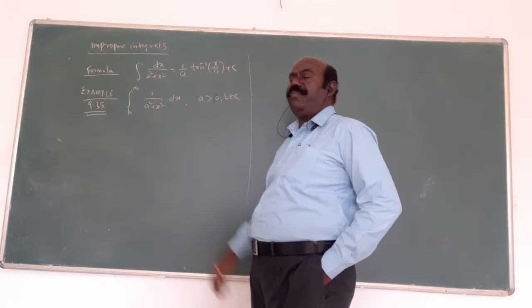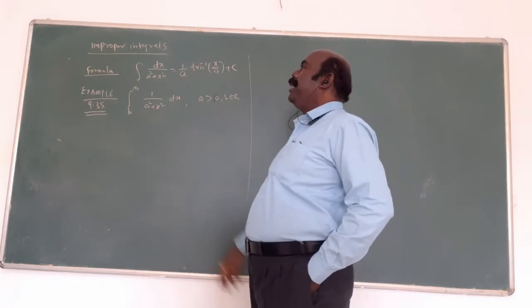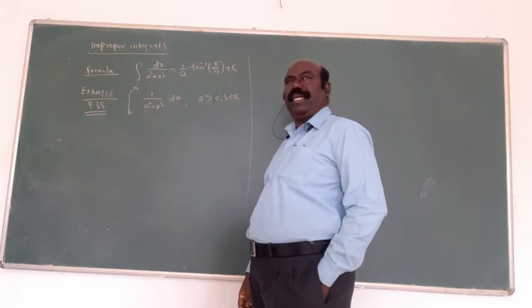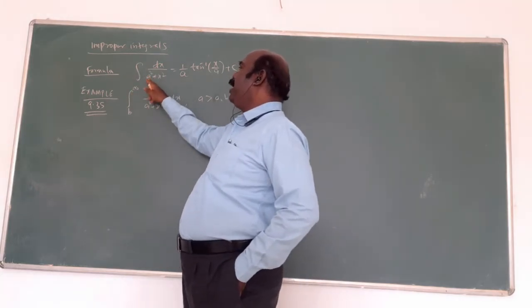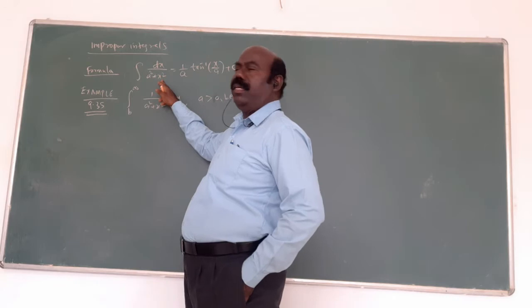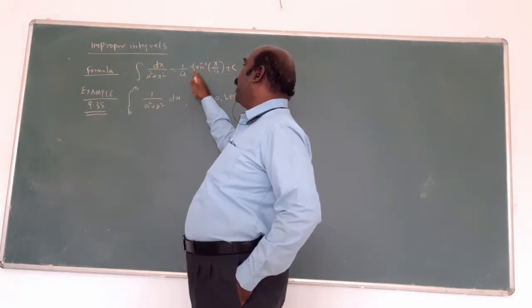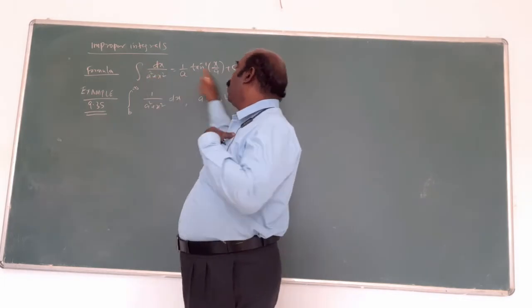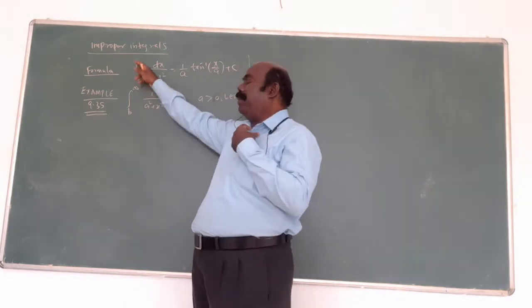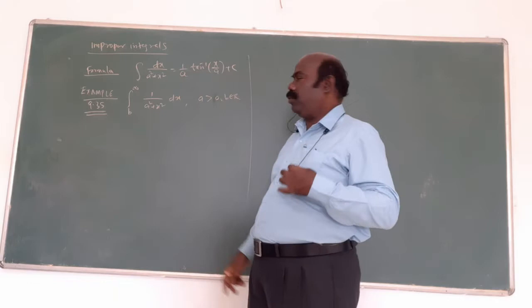Next exercise today: improper integrals. One formula: the integral of dx by a square plus x square equals 1 by a tan inverse of x by a, plus c. The limit is not given, that's why I have put plus c also.